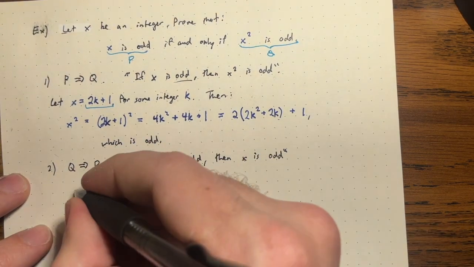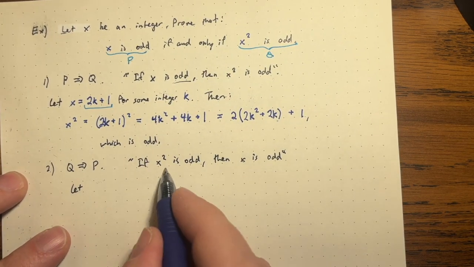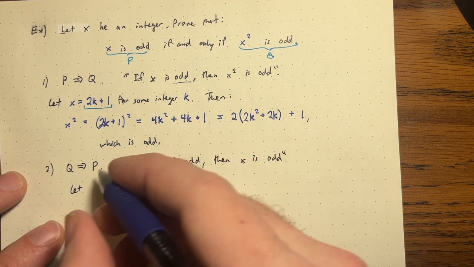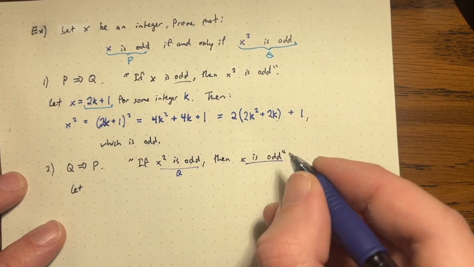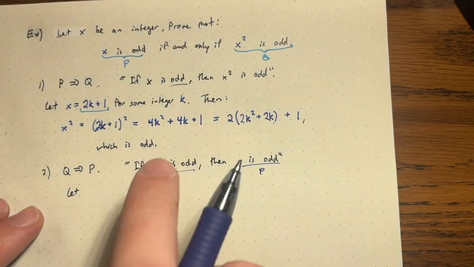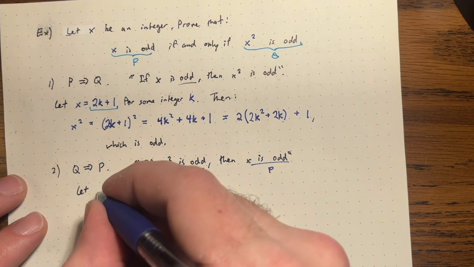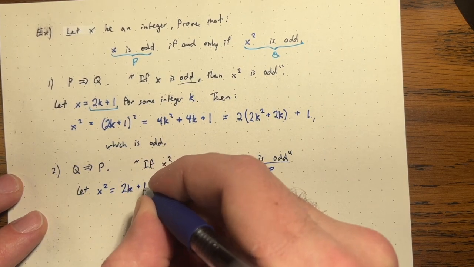But let's try. So where do I want to start? I want to start with this. I'm doing Q implies P. So this is my Q, this is my P. So we start with Q in this case, the if part. Let X squared be odd. So X squared is of the form 2k plus 1 for some integer k.